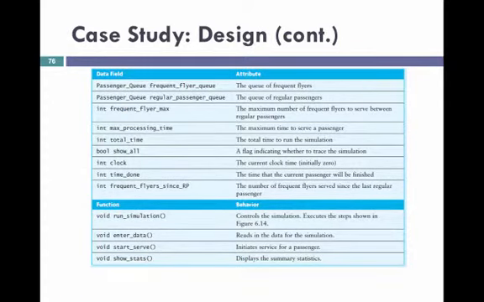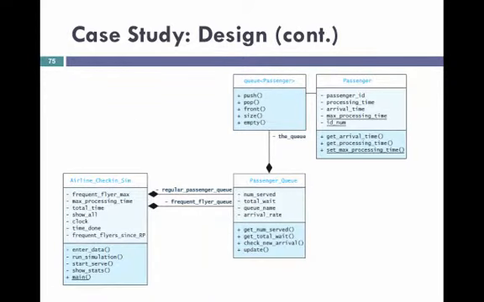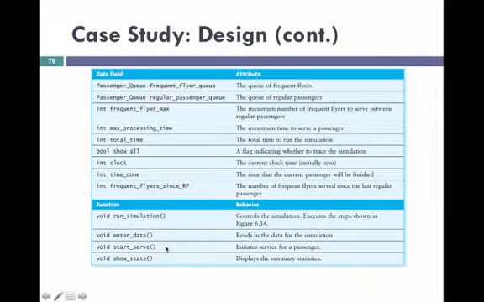Here are the data fields and the functions. This is for the airline check-in simulator. So here's the data fields, what they mean, and the functions and their behavior. You can stop this and study this diagram and look in your book to see how this simulator operates.